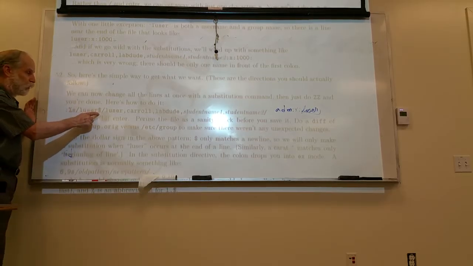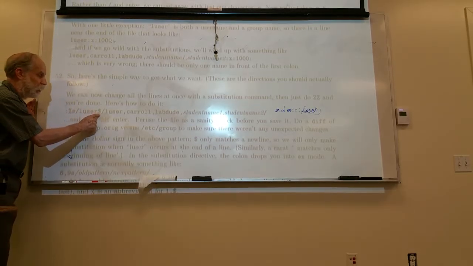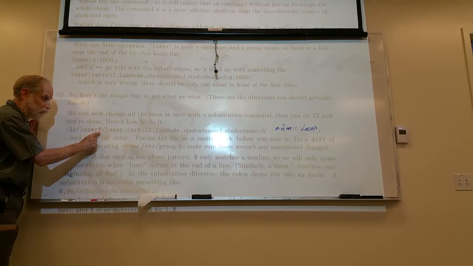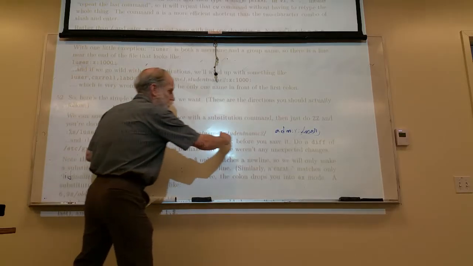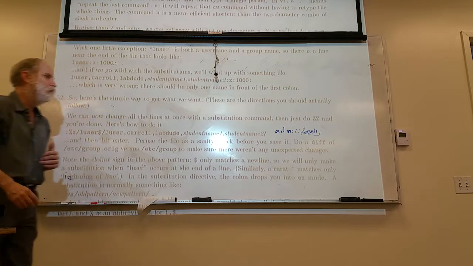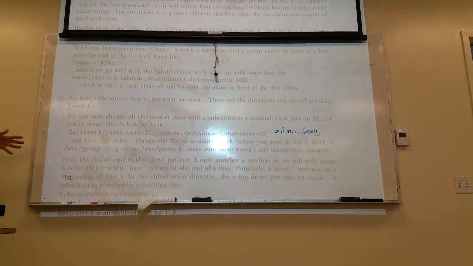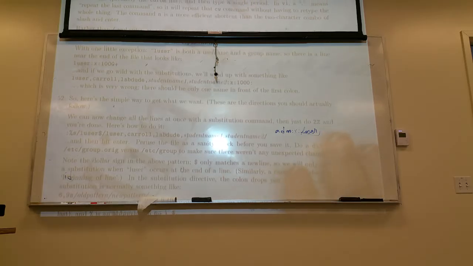And this says, look for an old pattern, namely loser at the end of the line. The dollar sign means end of line. And replace it by this new stuff that we have here, followed by a slash. And just hit enter, it does all of the changes for you all at once. So that's the faster way to get what you want.